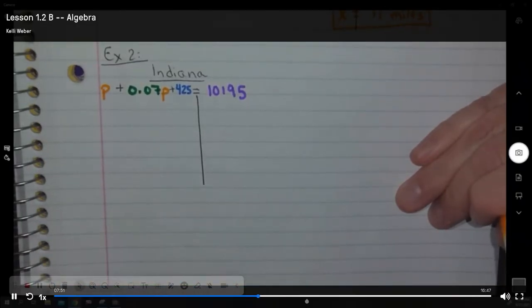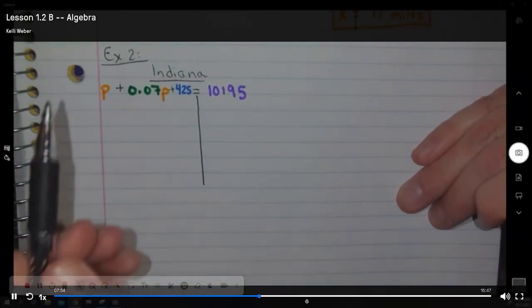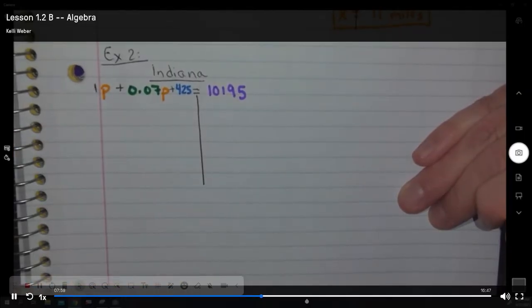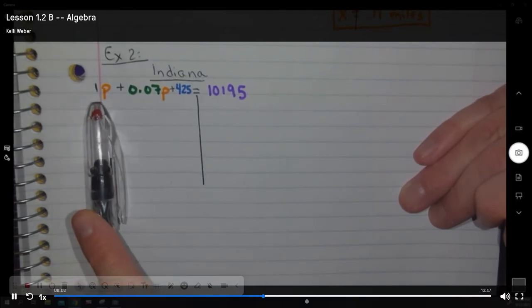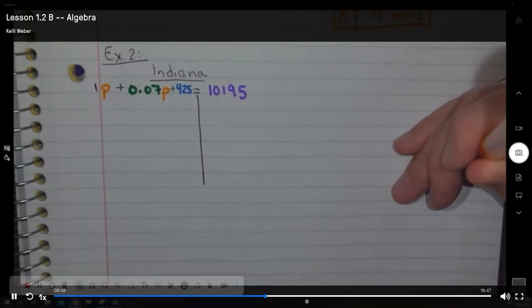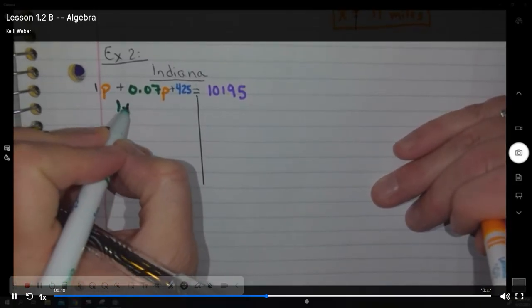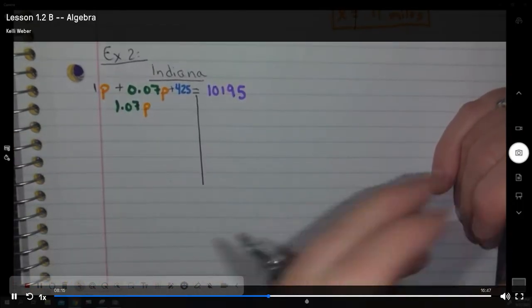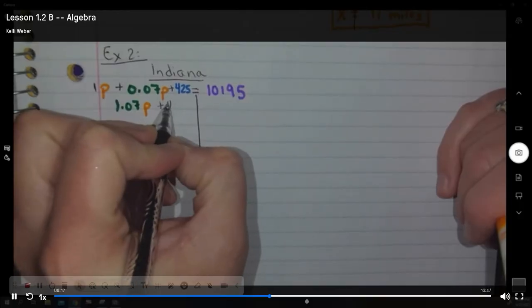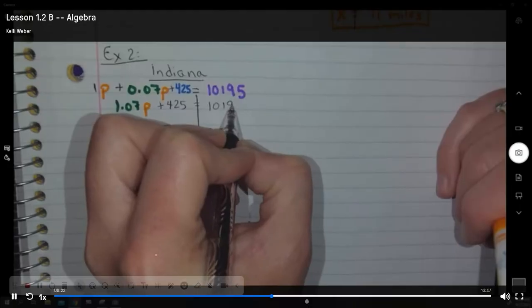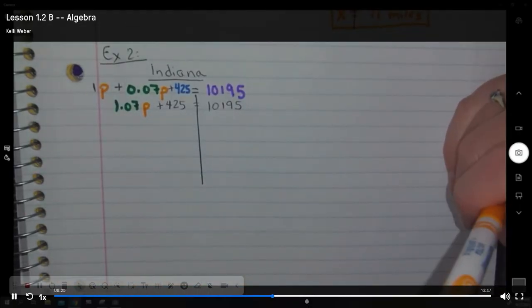So when we go to solve, remember that lazy mathematicians choose to not write that 1 in front of their variable, but really it's 1p. So we're going to combine our like terms. 1p plus 0.07p is 1.07p. We haven't used that 425, so we're going to bring that down. And we haven't done anything with 10,195, so we're going to bring that down as well.